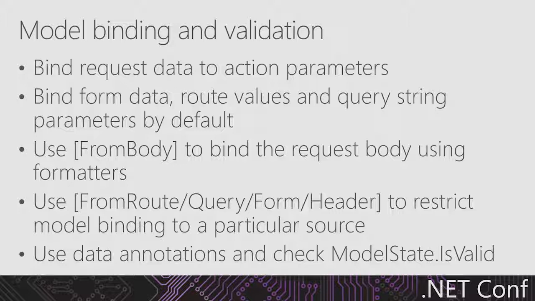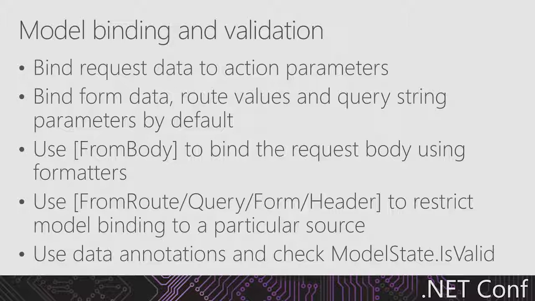And then you can tweak it and control it using additional attributes. For example, if you want what's in the body to be handled by MVC's formatting system, which we haven't talked about yet but we'll get to in a second, like you want to have some JSON data or some XML or whatever that gets handled through formatting and content negotiation, you can say this particular parameter should come from the body. You can also say that a particular parameter should come from route values, or from the query string, or from form data, or from headers using the FromRoute, FromQuery, FromForm, and FromHeader attributes.